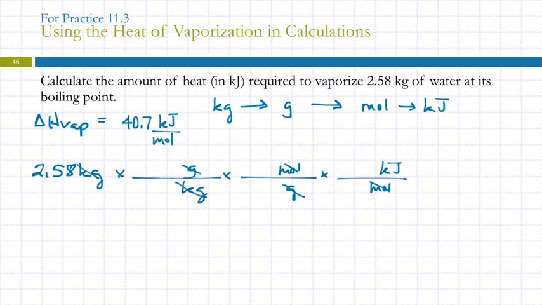We can use the heat of vaporization as a conversion factor between moles of the substance and amount of heat involved in the vaporization or condensation. So let's do that. Calculate the amount of heat in kilojoules required to vaporize 2.58 kilograms of water at its boiling point.